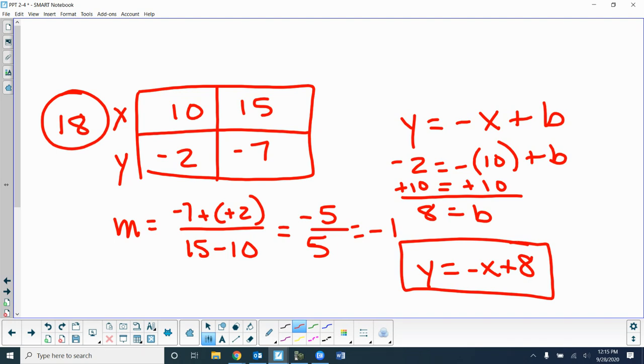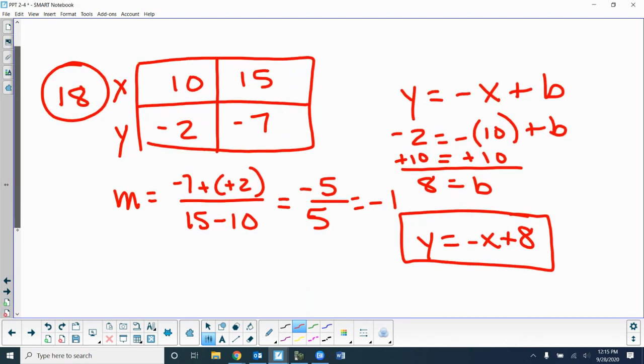24, those 2 lines are perpendicular. Any question on 22 or 24? I'll go over 26 because that's a little different. Okay.